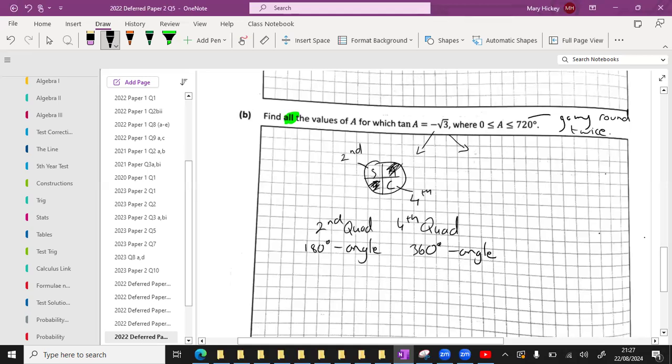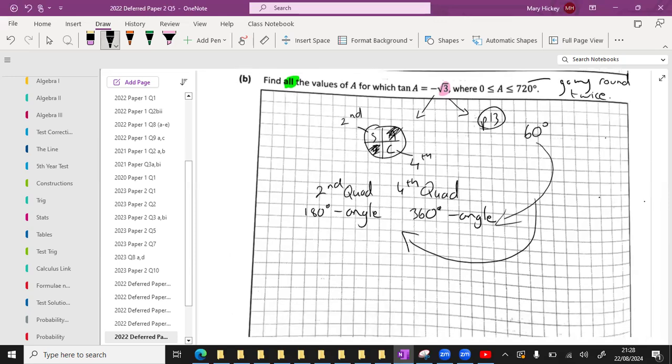Okay, now what about the root 3 itself? Well, straight away, this makes me think of my log tables, my special angles table. You can do it on your calculator if you want, but on page 13 of the log tables, remember the special angles table? I can see very clearly that the tan of root 3 is actually 60 degrees. So that's my angle. Now I need to place that angle into the two quadrants that I know it's in.